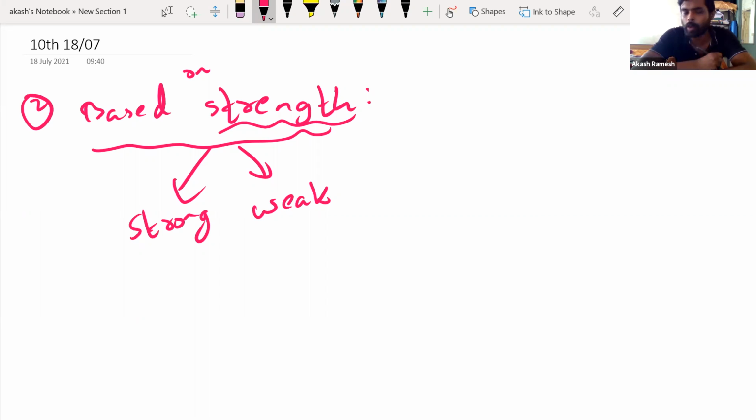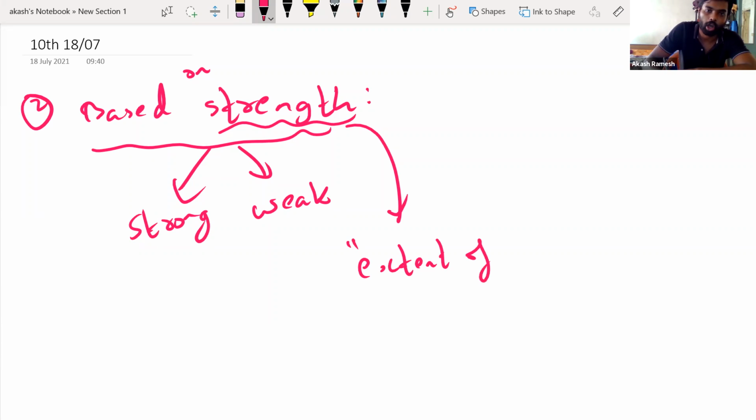Now how do I determine whether the acid is strong or weak? You have to remember this term, people. A very, very important phrase you have to remember is extent of dissociation.